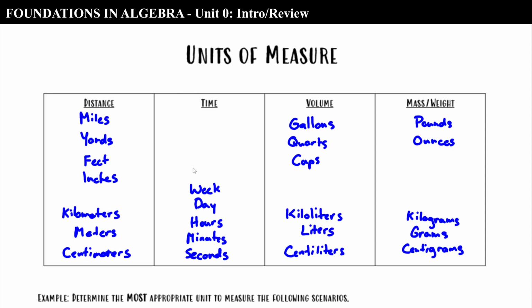There's 52 weeks in a year. There's 10 years in a decade. There are 10 decades or 100 years in a century. And then you have a millennium, which is 1,000 years.